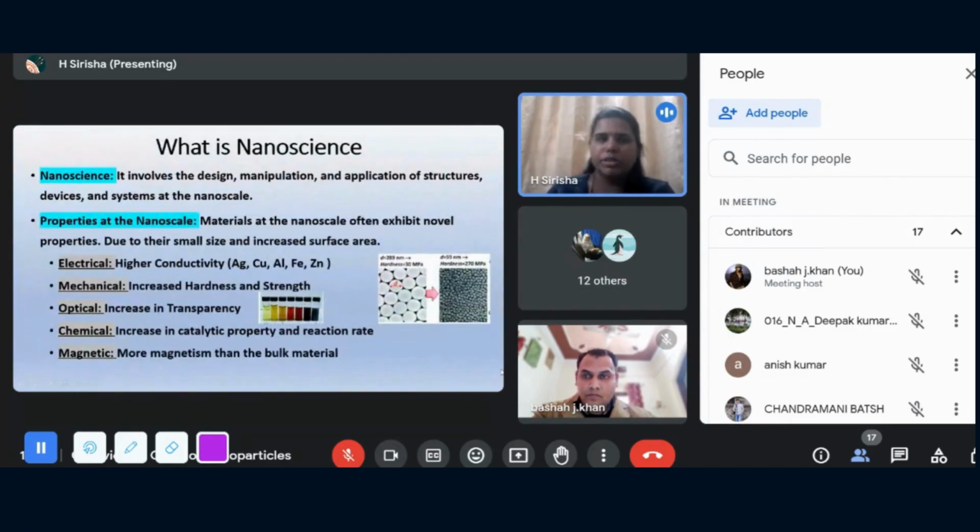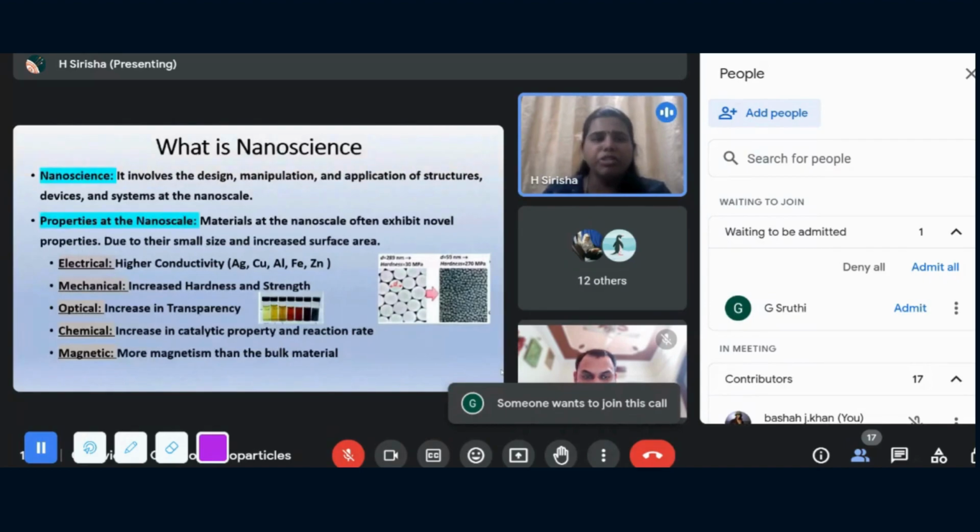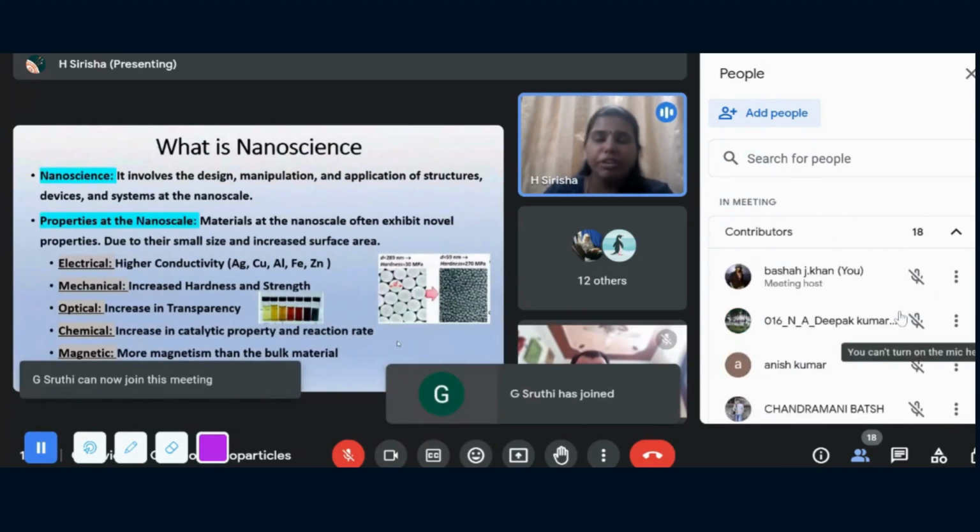Then what is nanoscience? Nanoscience involves the design, manipulation, and application of structures, devices, and systems at nanoscale. Nanoscale is nothing but the 1 to 100 nanometer range. So in this range, how the materials and the properties behave. This is about the nanomaterial. What are the different properties of nanoscale? So different materials exhibit a wide range of properties at this level. So they exhibit novel properties.